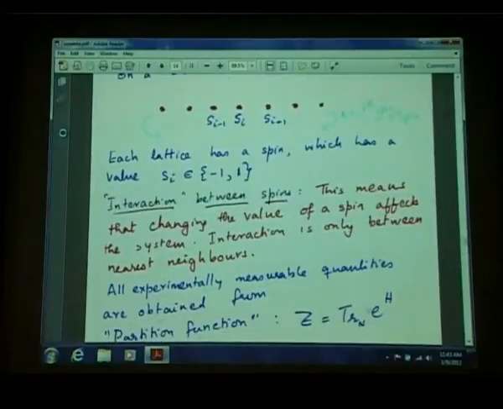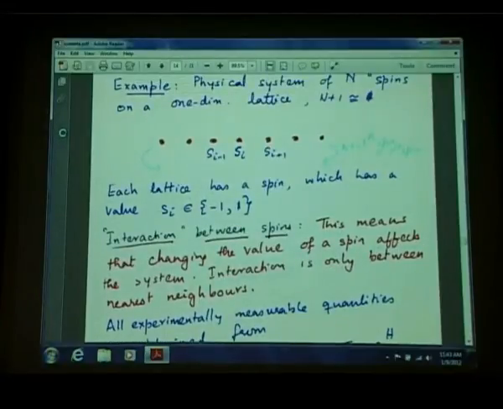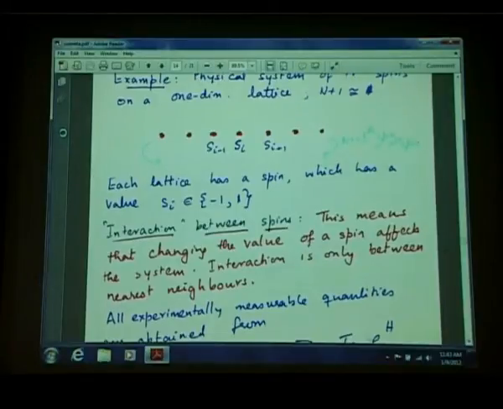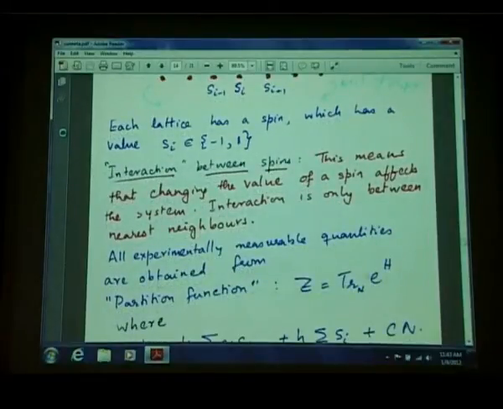Then in this physical system, I'm sorry, we also have an interaction between these variables S_i, which I call spins. We have an interaction between these spins, but this interaction is only of one spin with its nearest neighbors. So on a lattice, the nearest neighbors are these two spins for this spin in the center. And what does an interaction do typically?